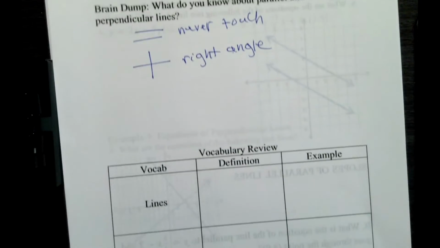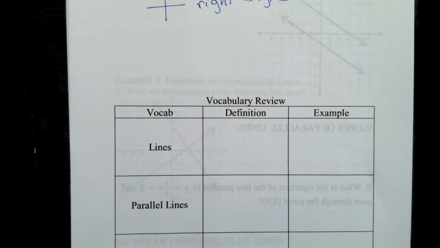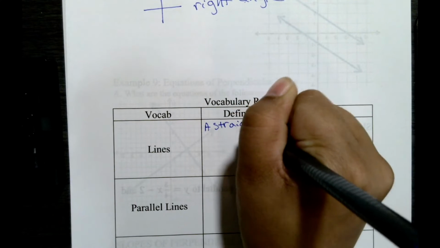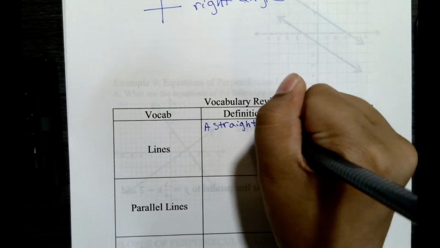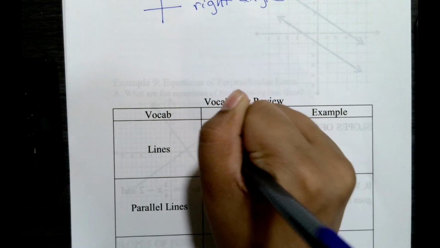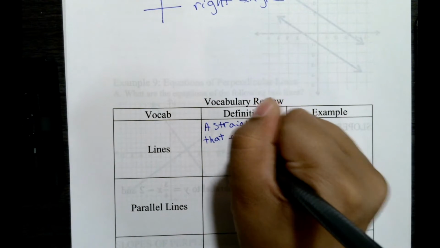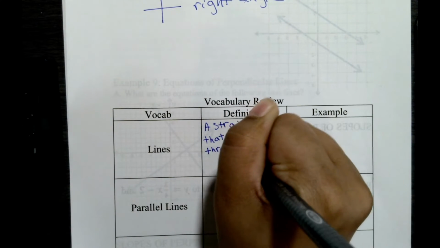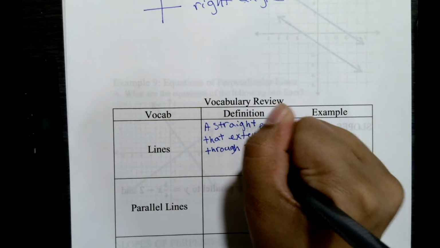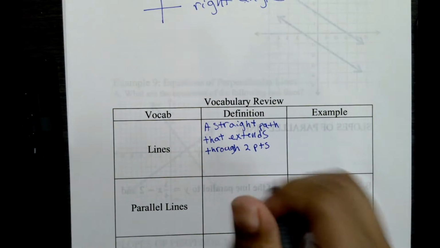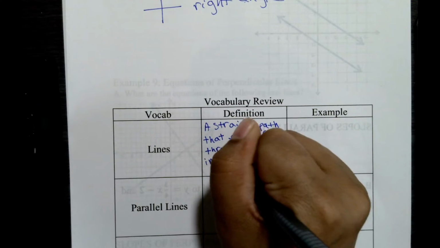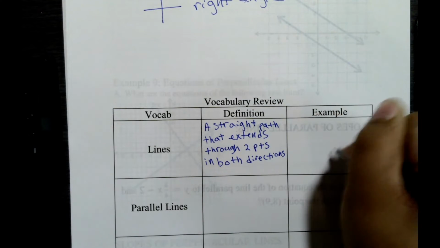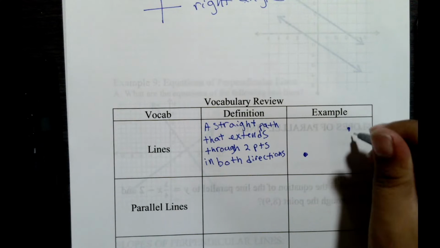Well, for lines, this is your book definition: a straight path that extends through 2 points in both directions. So if you have 2 points, point 1, point 2, then a line is a path, as you see, that goes through both, in both directions.